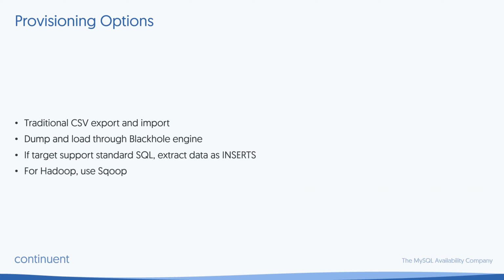How can you do that? Traditional CSV export import. So if you're able to get the data exported as CSV from your source and then load that into your Vertica or Hadoop or whatever as CSV files, great. You could use the replicator. You could set up a separate MySQL instance and set the database engine to black hole.